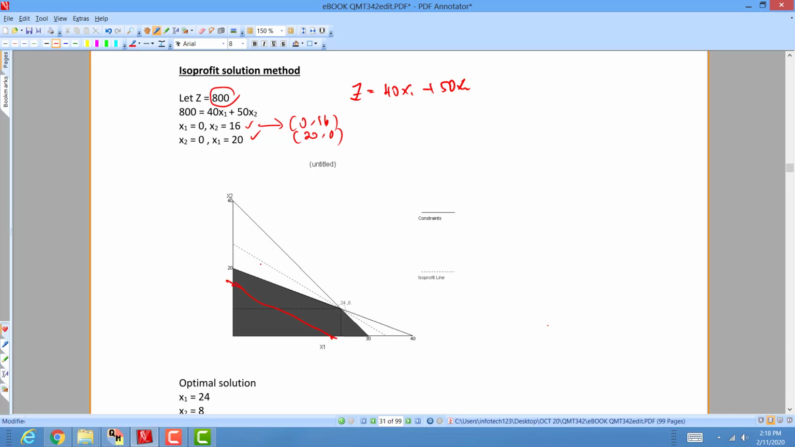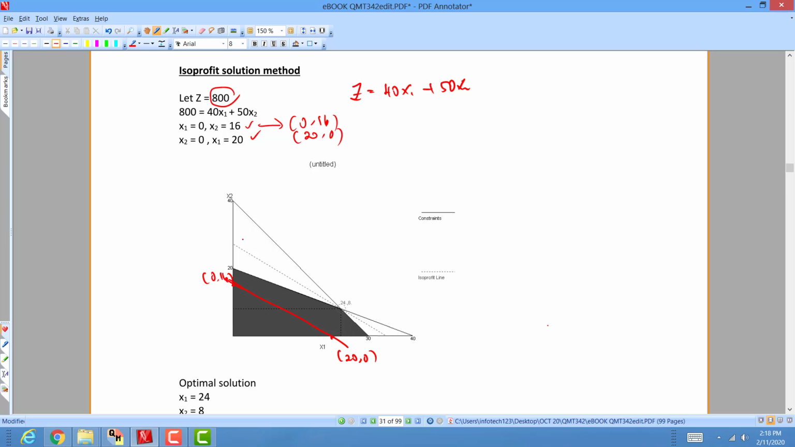Kalau you guna graph paper lagi lebih jelas lah. Kalau let's say you are using your graph paper. Okay. Let's say this is the line of 20, 0 and also 0, 16.